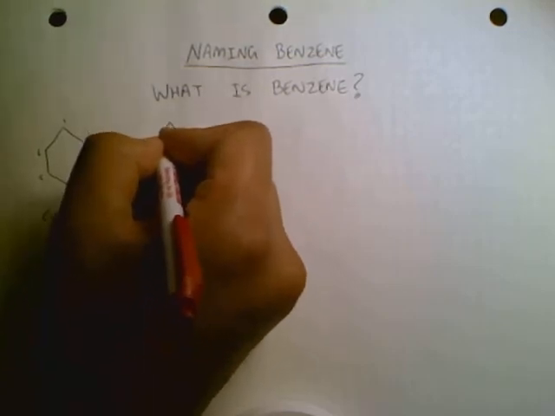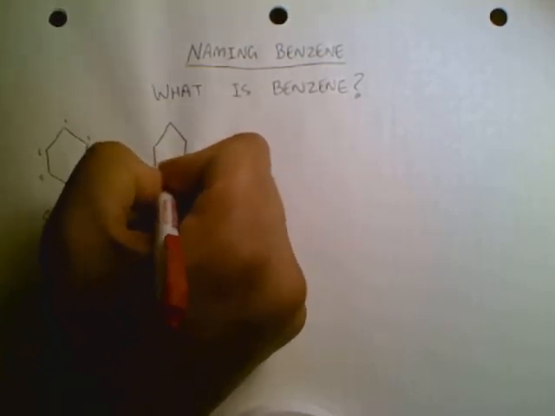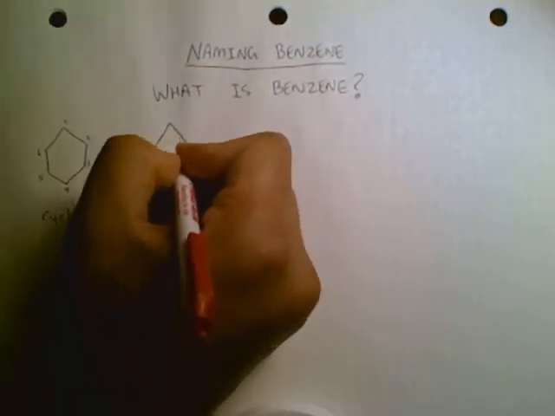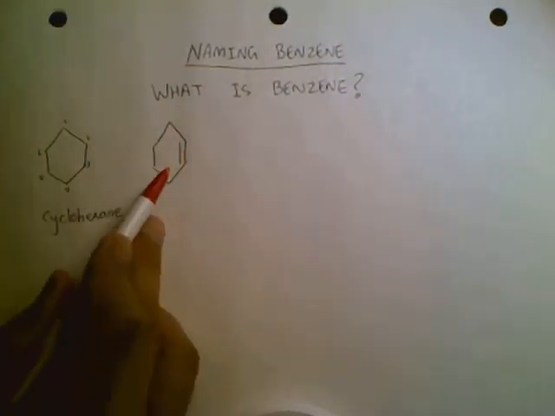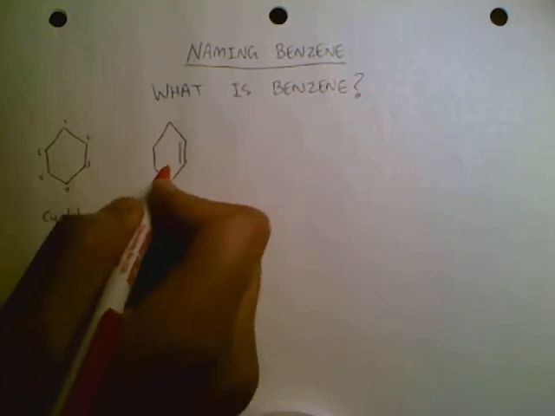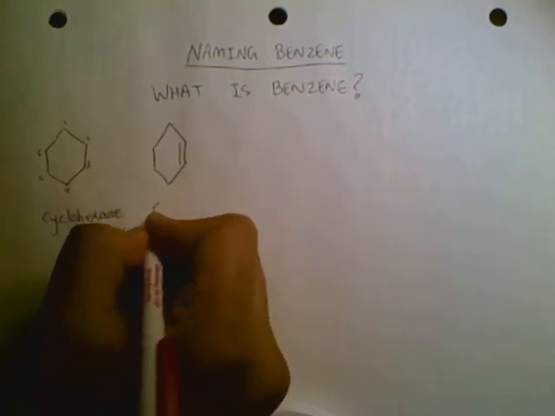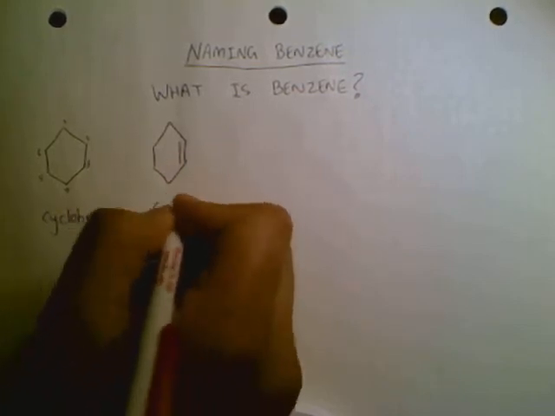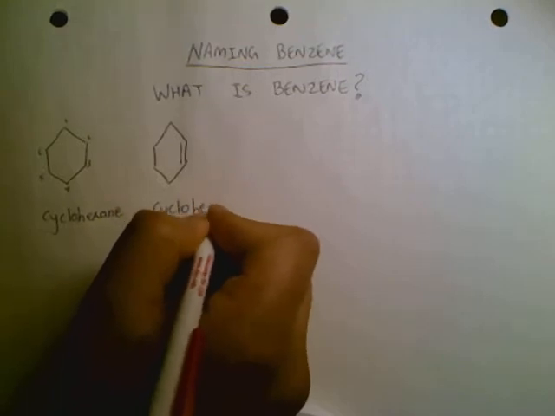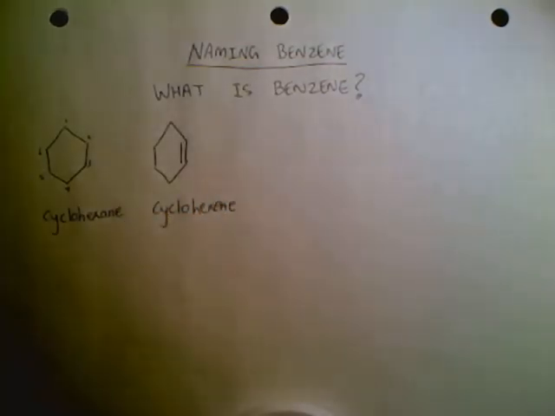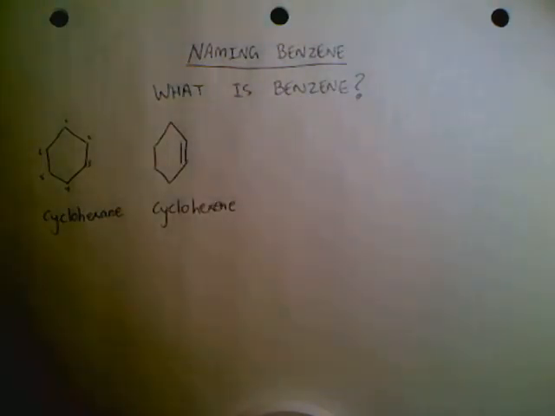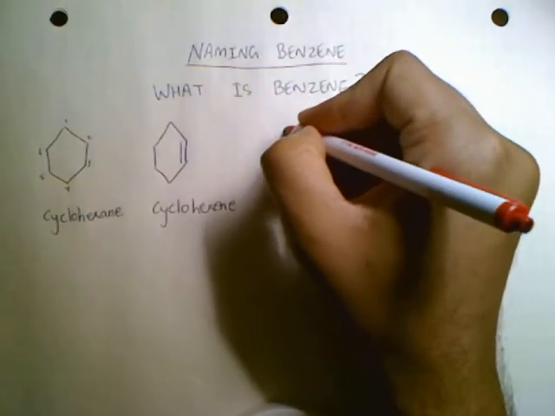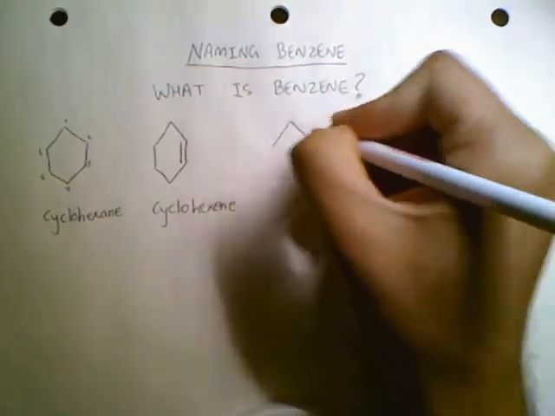Let's say there is a double bond anywhere along that cycle. Doesn't matter where it is, wherever that double bond is, that gets the priority in naming. So you will call this cyclohexene, because there is a double bond somewhere along that. Now, if there's more than one double bond, then we need to refer to the location of that double bond.